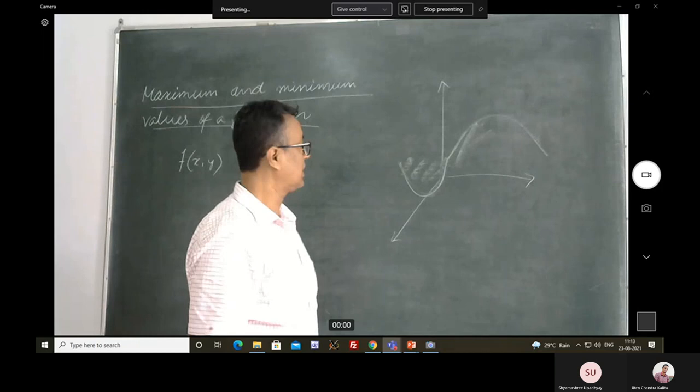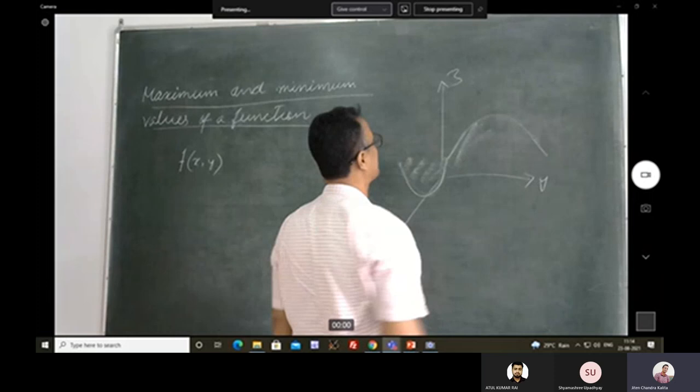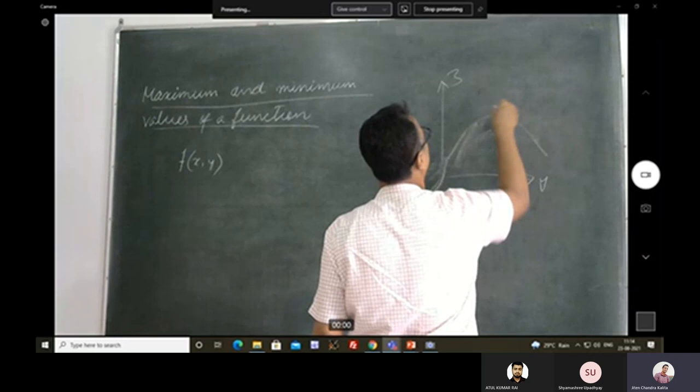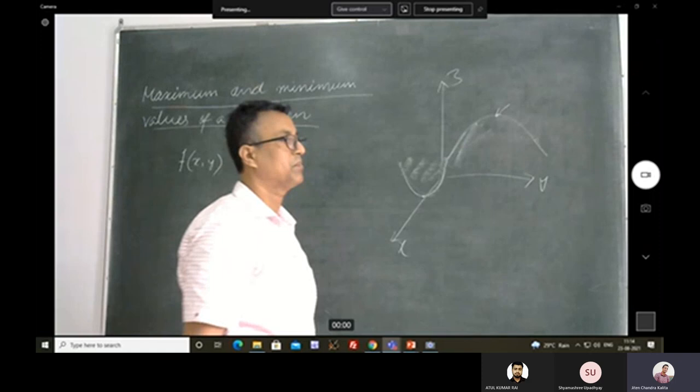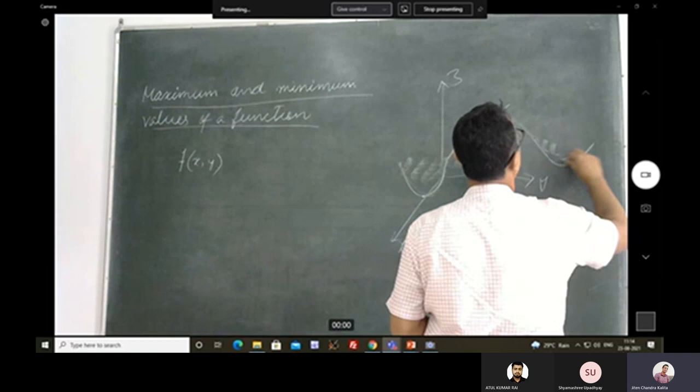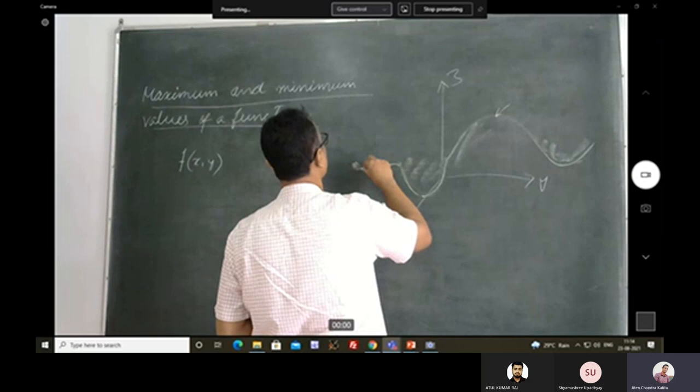For example, in this very roughly drawn figure, you can see that at this point the function seems to have a maximum, and at this point it seems that the function has a minimum. But it may be that I'll have surfaces like this, and then maybe something like this and so on.